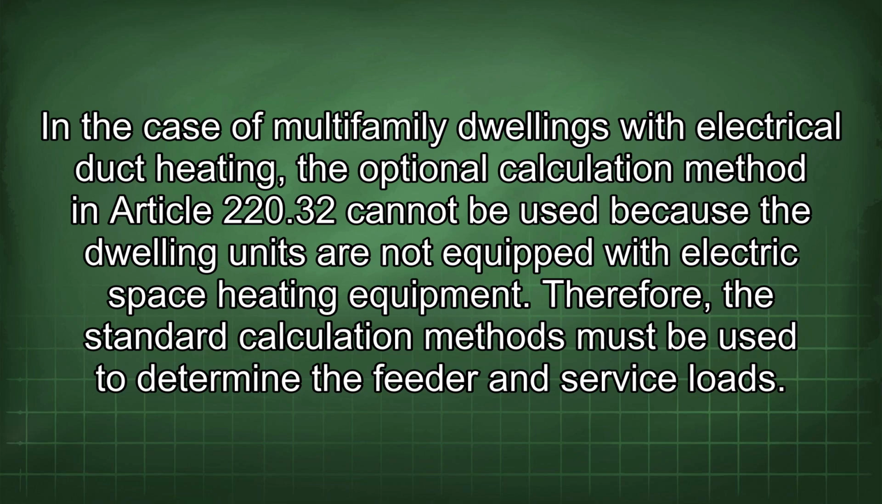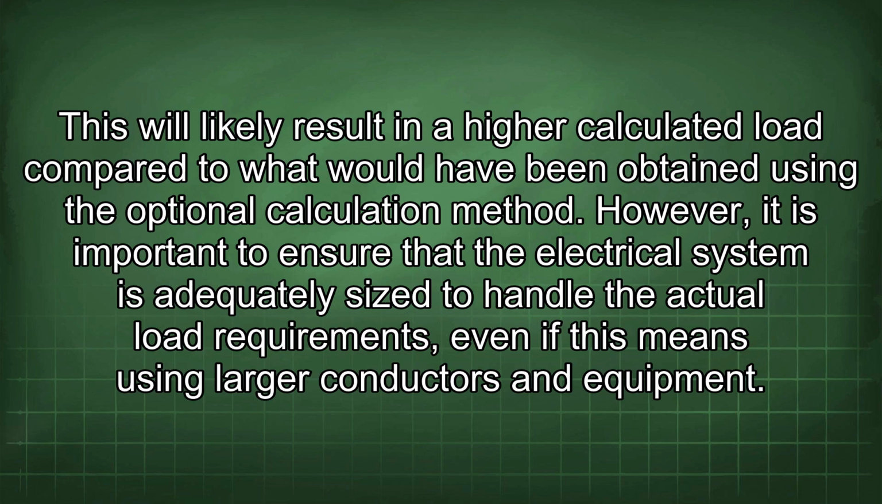In the case of multifamily dwellings with electrical duct heating, the optional calculation method in Article 220.32 cannot be used because the dwelling units are not equipped with electric space heating equipment. Therefore, the standard calculation methods must be used to determine the feeder and service loads. This will likely result in a higher calculated load compared to what would have been obtained using the optional calculation method. However, it is important to ensure that the electrical system is adequately sized to handle the actual load requirements, even if this means using larger conductors and equipment.